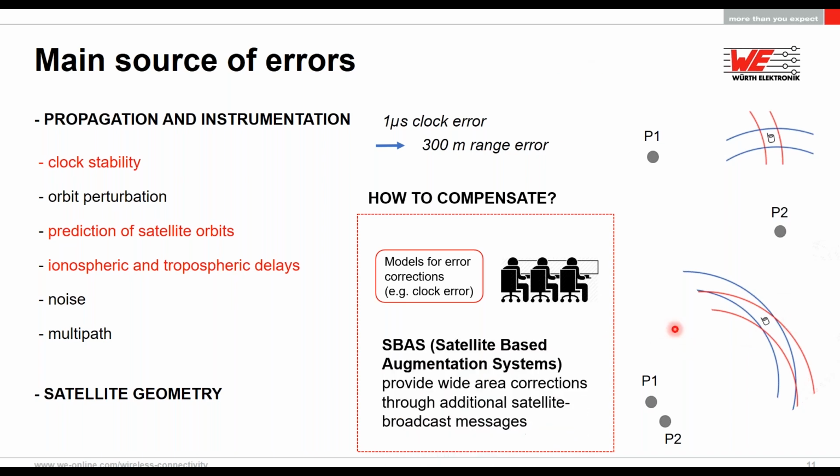Second element is satellite-based augmentation systems. These are additional systems which spread additional messages, which improve the robustness and the accuracy of the GNSS. They provide basically wide area corrections.